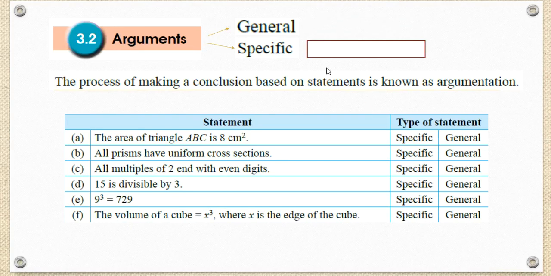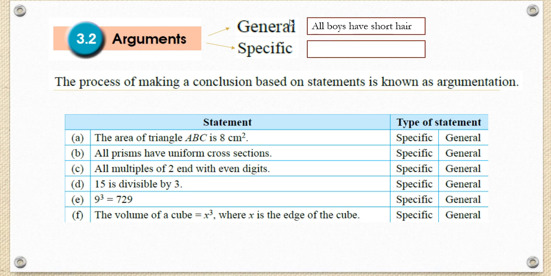Okay, welcome back class. So today we're going to learn the second part of chapter 3, logical reasoning, which is arguments. For arguments, there are two types. One is the general type, one is the specific type. What are the differences between them?